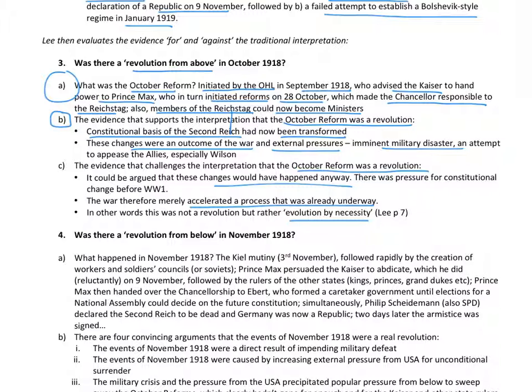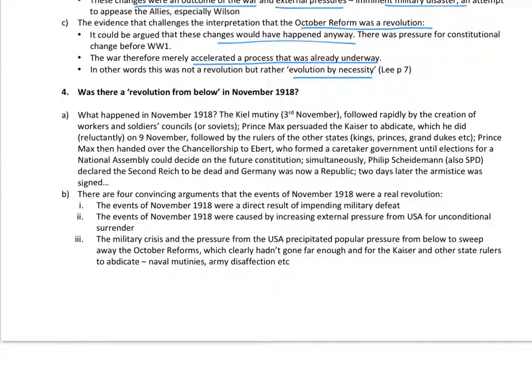Now, Lee then moves on to the next revolution, okay, moving on a month, and he uses a similar approach here. So the next revolution in November 1918, rather than jump into analysing it, let's just be clear exactly what the apparent revolution was. Okay, what happened in November 1918? Okay, well, there was a series of events protesting against the war, the Kiel Mutiny, followed rapidly by the creation of workers' and soldiers' councils, the Soviets, spontaneous organisations run by the workers to organise their own affairs.